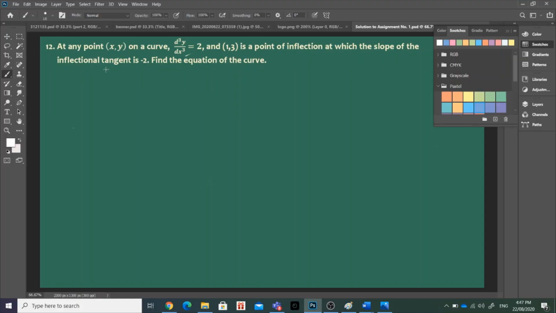Problem number 12. At any point (x, y) on a curve, y triple prime is equal to 2, and (1, 3) is a point of inflection at which the slope of the inflectional tangent is negative 2. Find the equation of the curve.